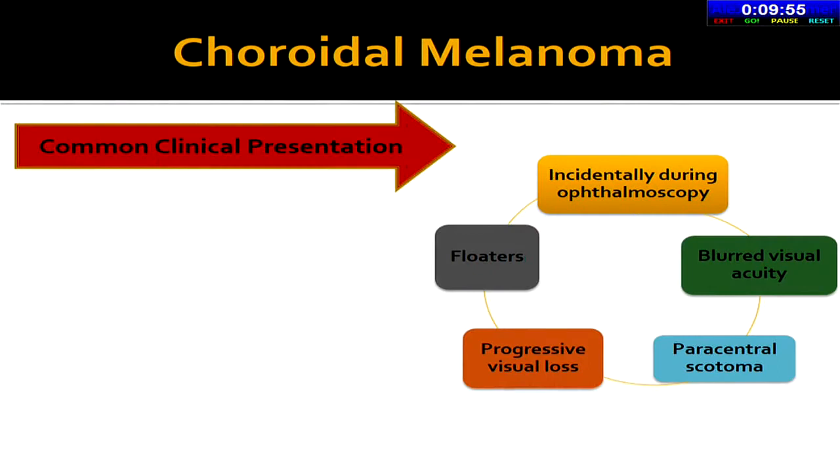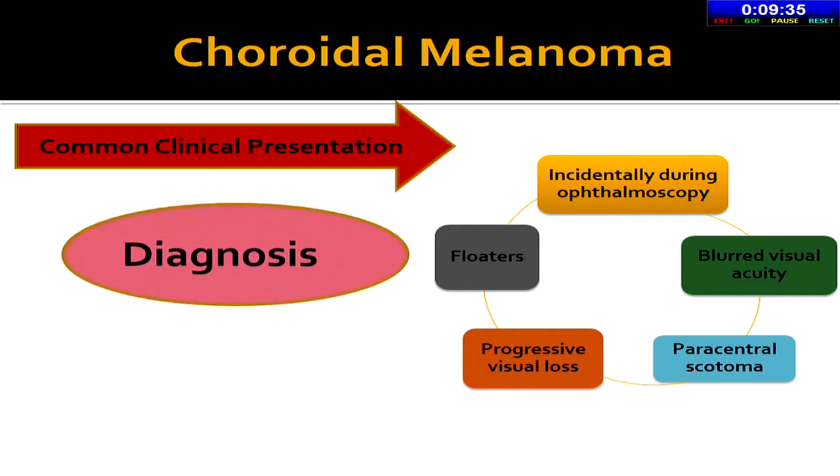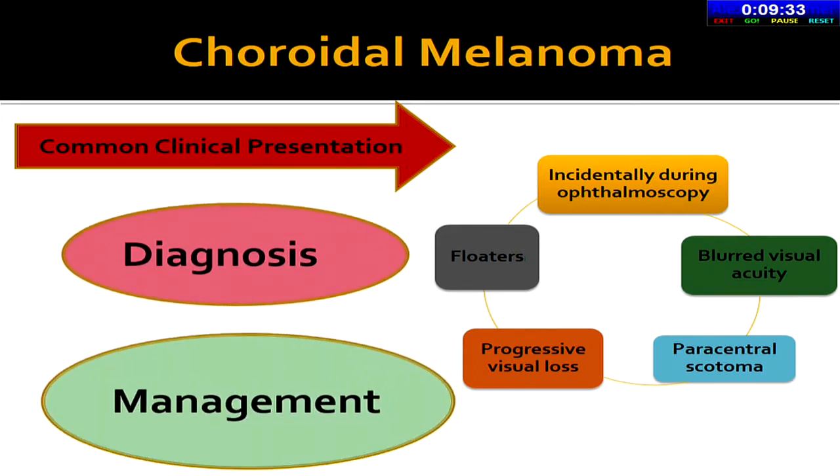So choroidal melanoma, how can you diagnose it? Basically, the patient comes in incidentally. You can check during routine ophthalmoscopy, during fundus examination, and also the patient comes with blurred visual acuity, paracentral scotoma, or progressive loss of vision, and sometimes with floaters. So in the next slides we'll go quickly through the diagnosis and the management.